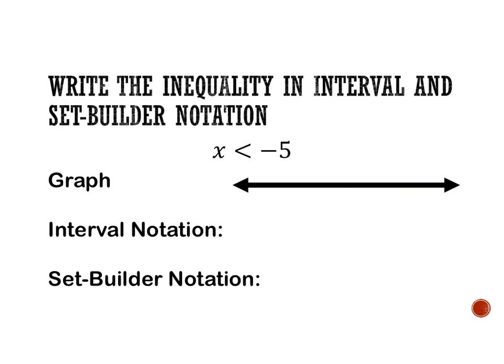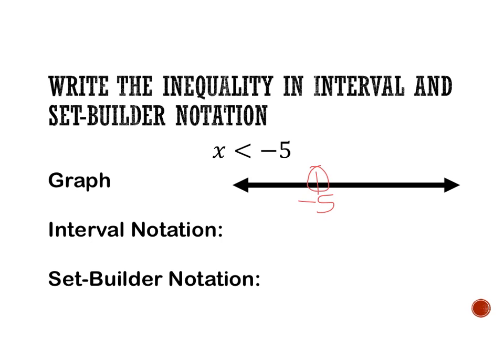Alright, another example here. This time I'm going to write the inequality x is less than negative 5 in interval and set builder notation. And just like before, I'm going to start with my graph. First of all, I need to indicate negative 5 on my number line, and because there is no line, the or equal to, underneath my inequality, I have an open dot. That tells me that negative 5 is not included as a solution.